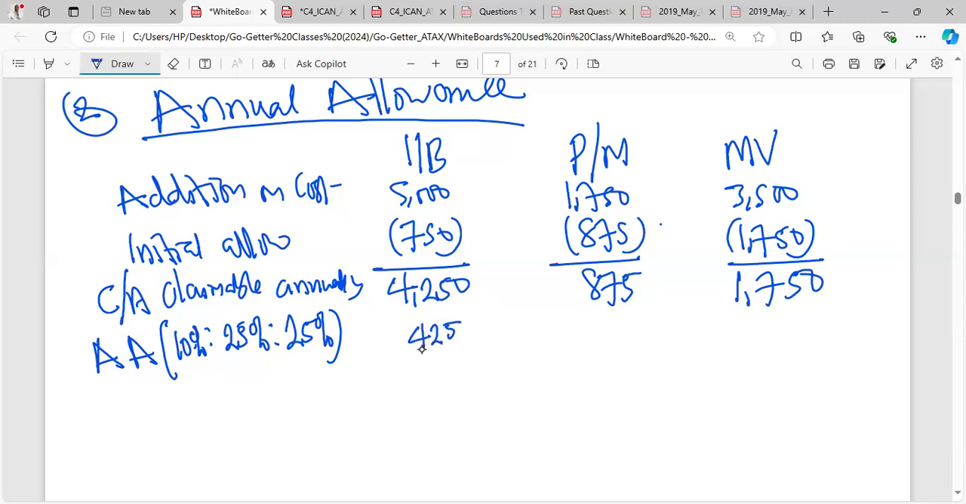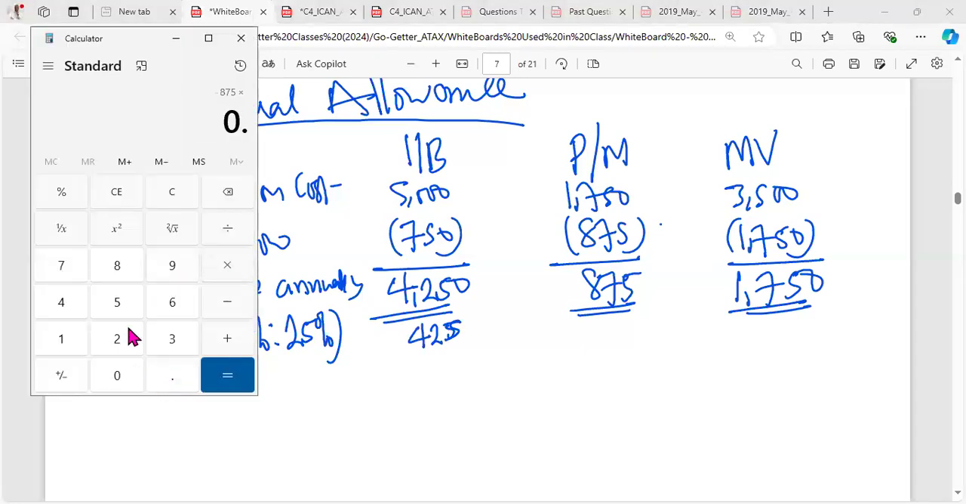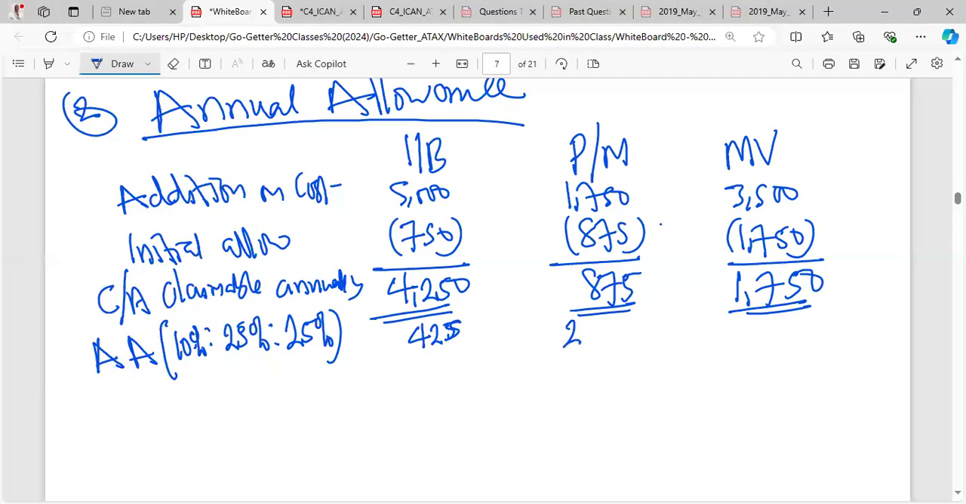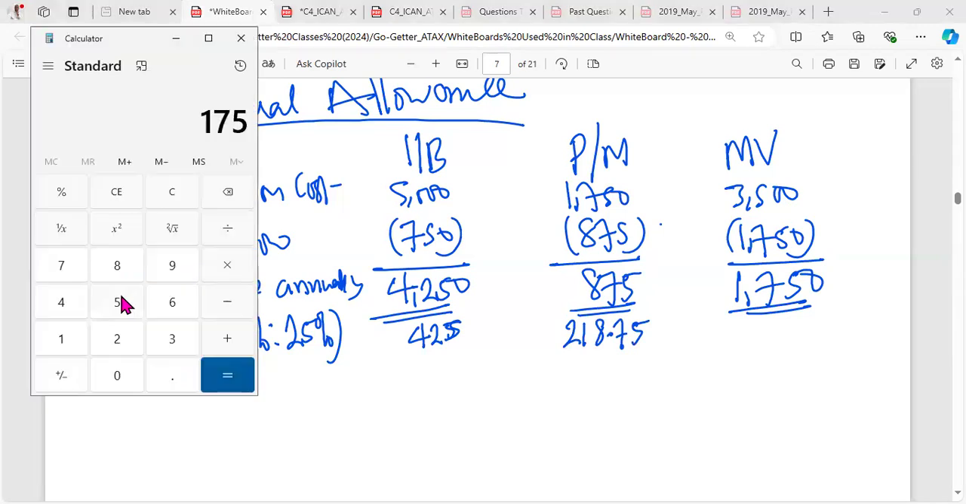That will give me 425. Okay, so this is just for calculating annual allowance. This is your annual allowance for this year, 425. This is supposed to be 25%. So let's check 25% of 875, times 0.25. That gives me 218.75. And let's look at this other one. 1,750 times 25% will give me 437.5.